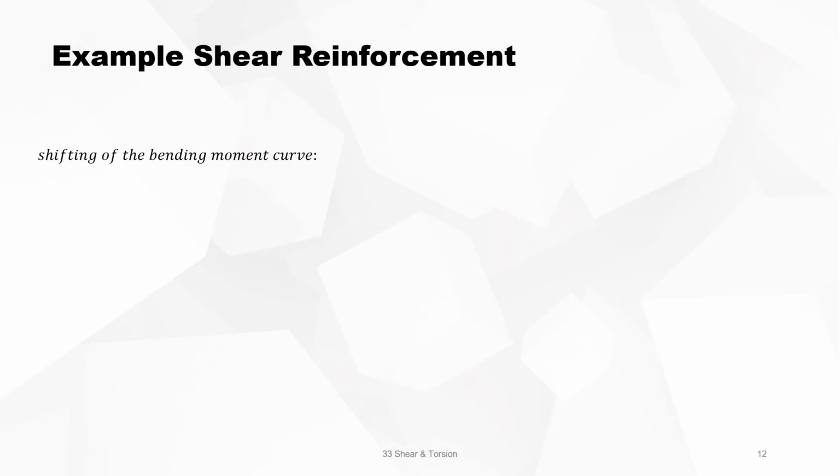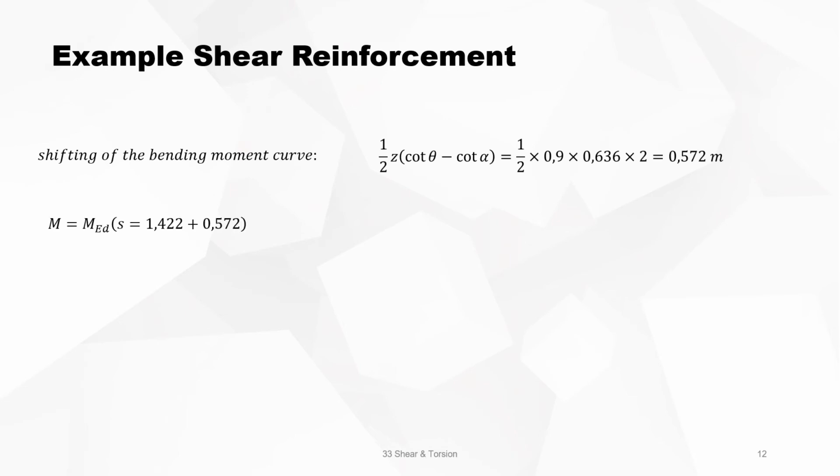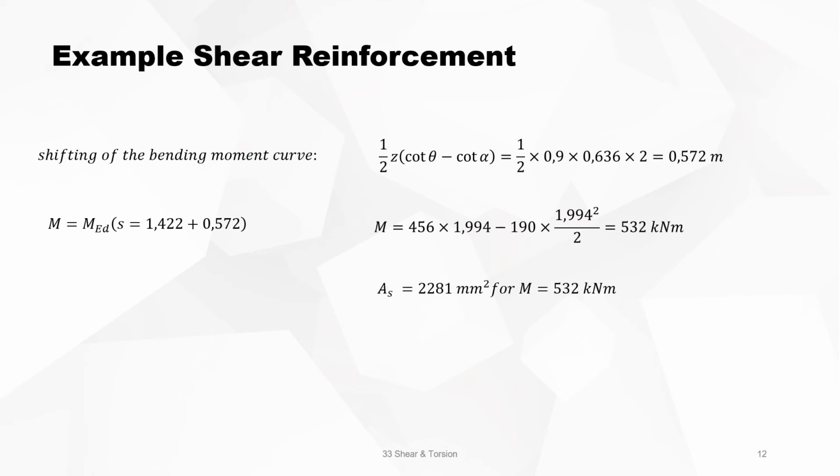Instead of calculating directly the additional tension in the tension reinforcement, we can also use a mathematical trick and shift the bending moment curve over a distance of 1.5 z cotangent theta, which means 0.572 meters in our case. So we calculate the bending moment at the position s equals 1.422 plus the shifting 0.572, and the bending moment is then 532 kilonewton meters.